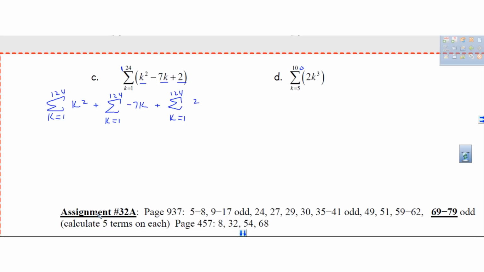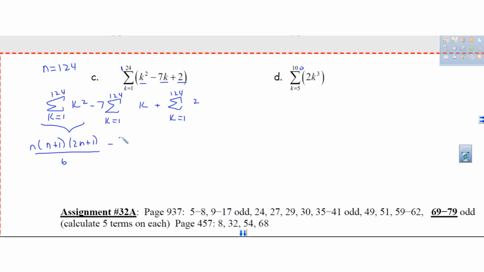Now, remember before, when we had two things that were multiplied together, one of which was a number, we just pushed the number out in front. So I'm going to take that negative 7, get rid of it, and write it in front of the summation. Okay? For every single one of these, n is 124. So for the formula for k squared, I'm just going to write down the generic formula underneath. So it's n times n plus 1 times 2n plus 1 all over 6.